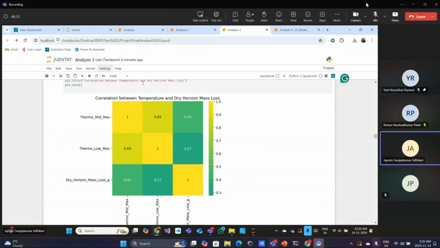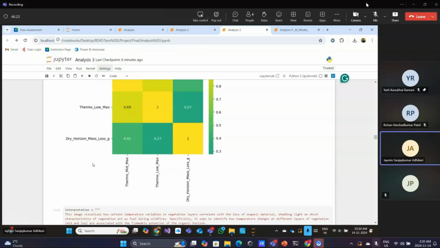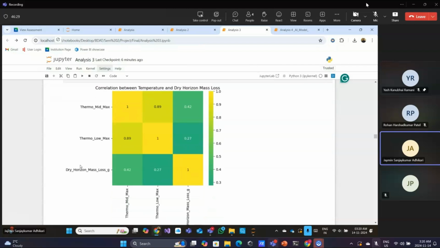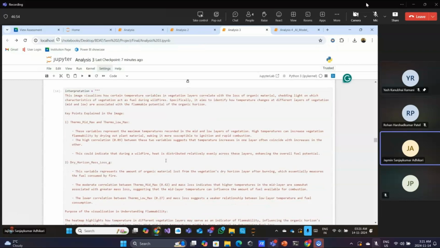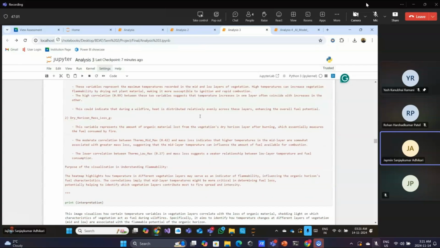Then we move ahead to the correlation between the temperature and dry horizon mass loss, covering thermo mid-max, thermo low-max, and dry horizon mass loss. This chart represents the temperature variability: sandy loam soil retains higher temperature, raising flammability risk across the vegetation types on a level slope position. So for slope position and soil texture, a lower slope with sandy soil has a higher mid-level temperature, increasing the potential for fire spread as well. That is the correlation between the temperature and dry horizon mass loss.